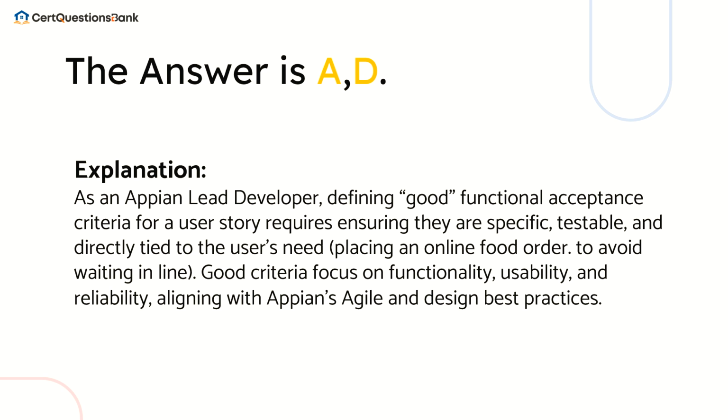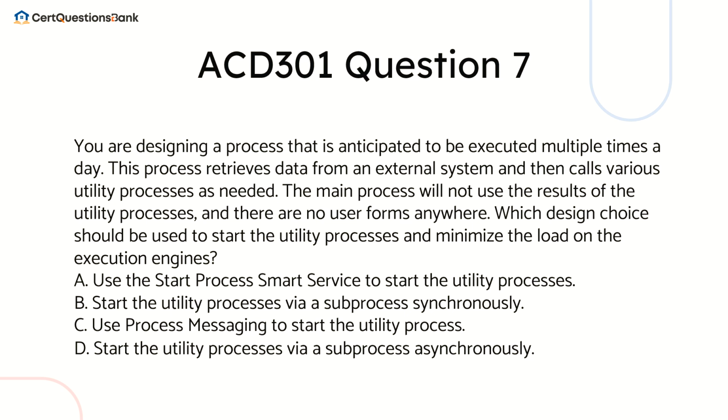You are designing a process that is anticipated to be executed multiple times a day. This process retrieves data from an external system and then calls various utility processes as needed. The main process will not use the results of the utility processes, and there are no user forms anywhere. Which design choice should be used to start the utility processes and minimize the load on the execution engines?